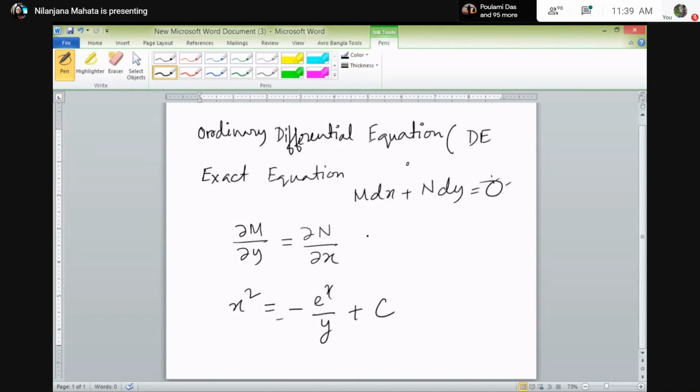Our given equation in the form is M dx plus N dy is equal to 0. And if this M and N are related in such a way that the partial differentiation of M with respect to y is the same as the partial differentiation of N with respect to x. And I will prove the first part. I may say that proof is not necessary for your exam purpose, but I just want you to know how it happens.